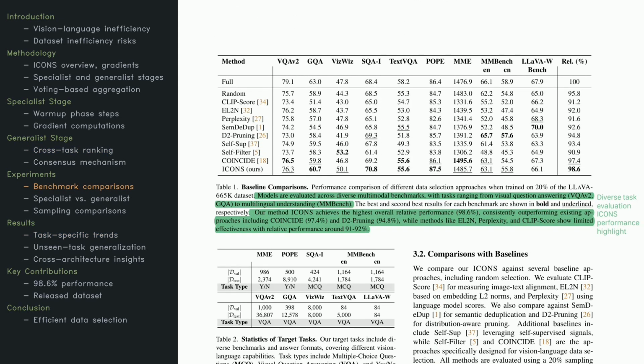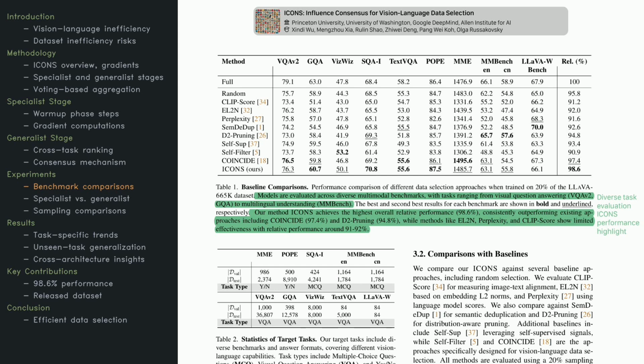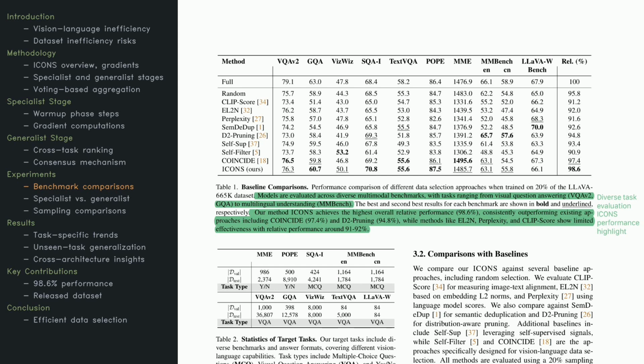Now we get to the results, comparing Icons against other data selection methods. If you look at the table here, you'll see that Icons comes out on top. It retains almost 99% of the full dataset's performance, even though it's using only 20% of the data. That's a big win for efficiency.